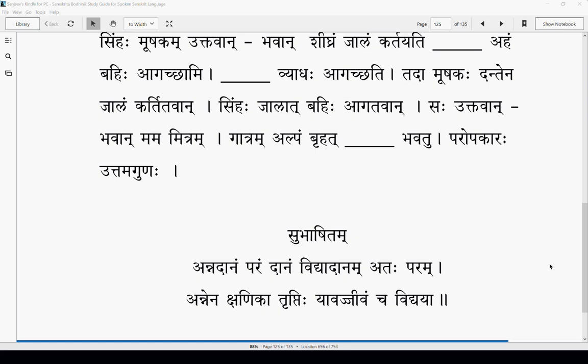Annena kshanika truptihi. Yeah, you said right. Annena, by food, just a temporary satisfaction or contentment. Yavat jivam cha vidyaya. Here yavat is used. Yavat jivam, until life, means lifelong. That is permanent. So giving knowledge is greater than giving food, and food gives temporary contentment, whereas knowledge gives permanent contentment.